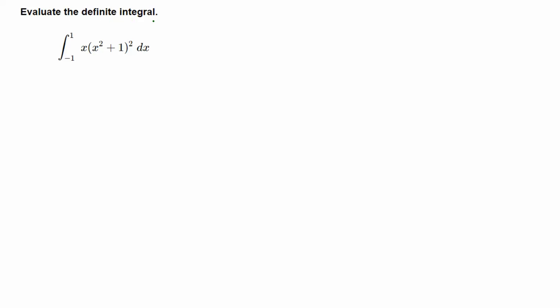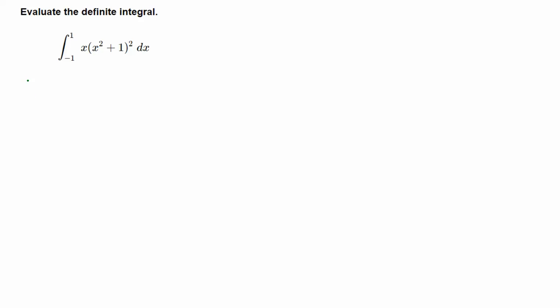Evaluate the definite integral. Integration of x times quantity x squared plus 1 squared dx with respect to x from -1 to 1. So first we consider just the indefinite integral without the limits. We integrate, find an antiderivative, then we evaluate that antiderivative at the upper limit minus lower limit.